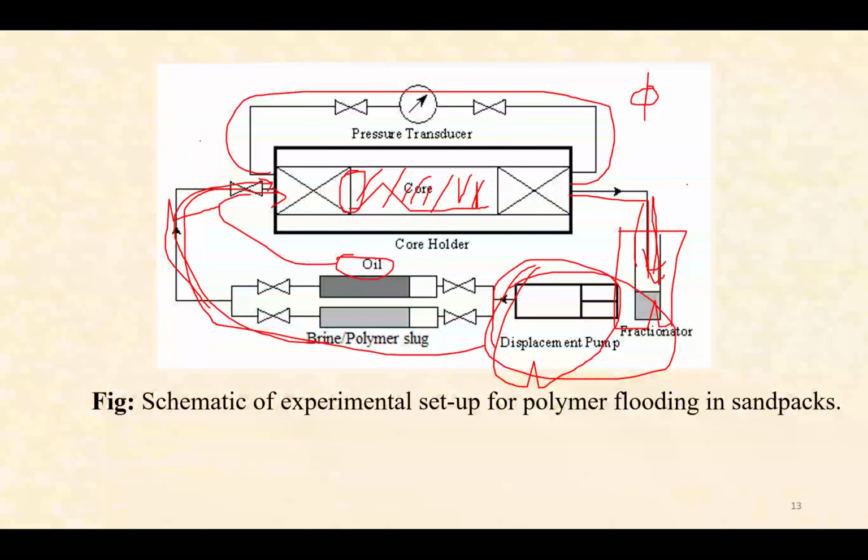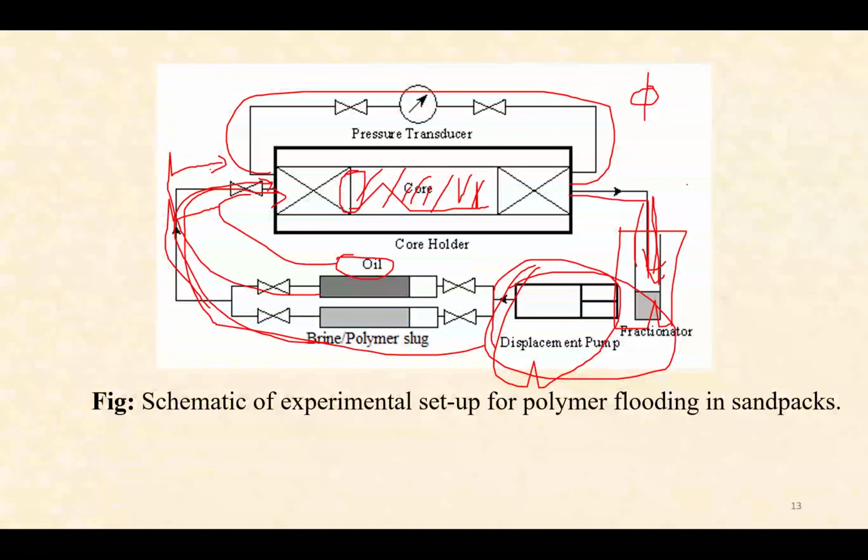After that, you have to inject a chemical slug. Either it may be polymer, or surfactant, or a combination of, say, alkali, surfactant, polymer, etc. And then by the mechanisms we have already discussed, by reducing the interfacial tension, by improving the sweep efficiency, by changing the wettability of the rock from oil-wet to water-wet, and by emulsification, we will get significant additional recovery.